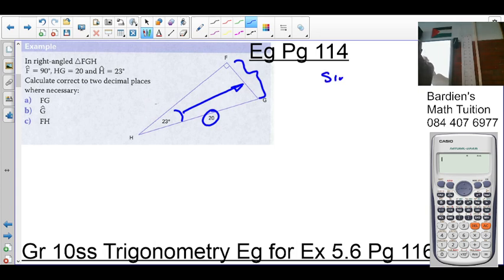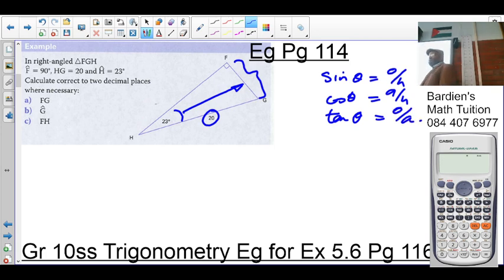We have sine, cos, tan, which is also SOH CAH TOA. So we have the angle theta. We want to calculate the opposite, and we have the hypotenuse. So which trigonometric function do you think we're going to use? Sine. Sine, as you can see there. Otherwise, if you're looking at cos, your adjacent is unknown. If you're looking at tan, your adjacent is again unknown.